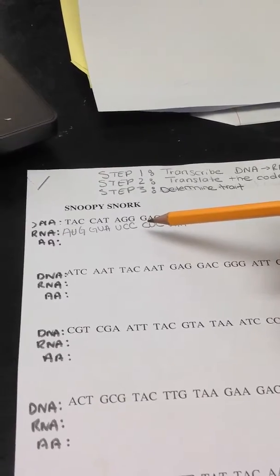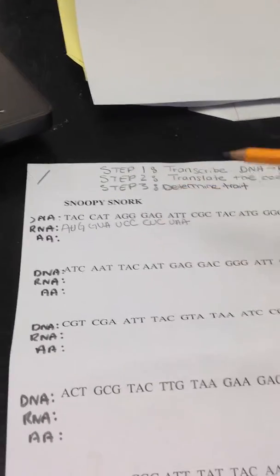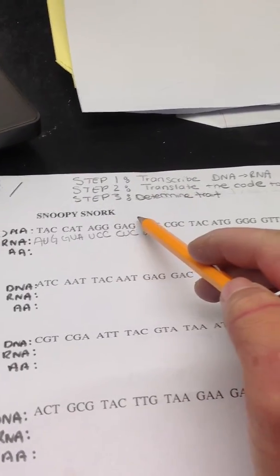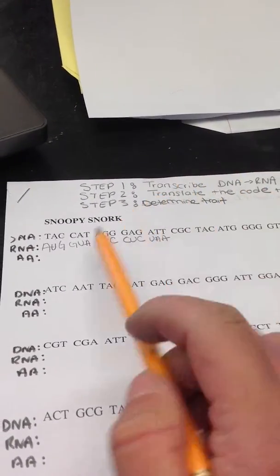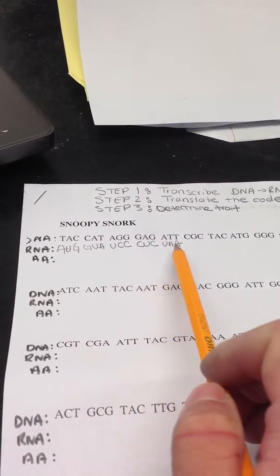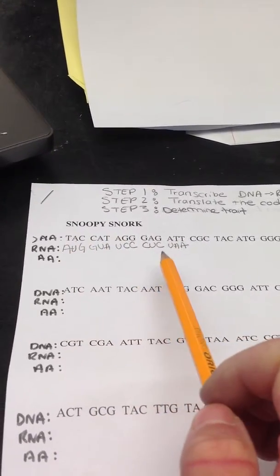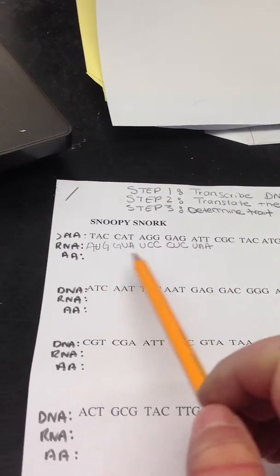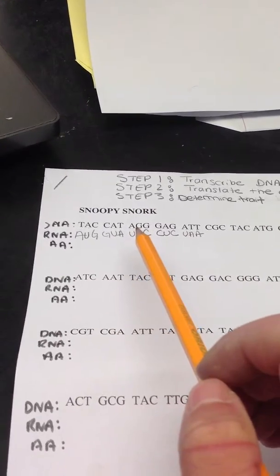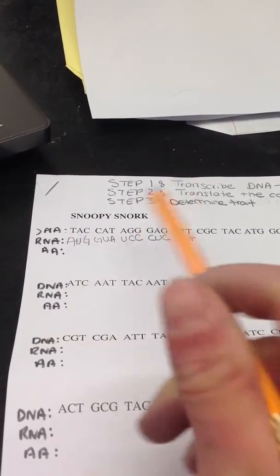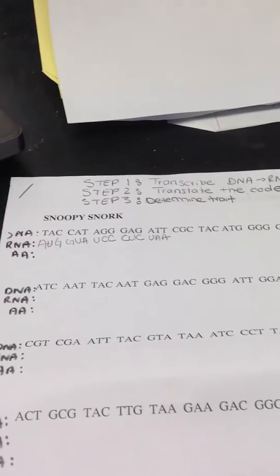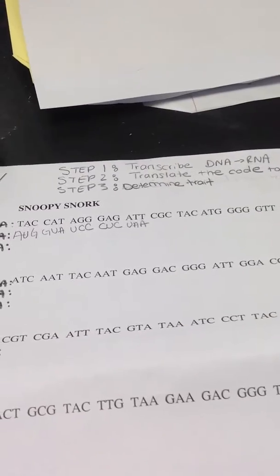Now, this still doesn't make any sense. We still don't know what this means. So now we need to begin this step of translation. We need to make sense of this code. And what happens is in the cell, this RNA code here would leave the nucleus. It would then travel to the ribosome, and then the ribosome would translate this code, okay? Because that's where proteins are ultimately made. To translate this, you need to use an amino acid chart. These are codes of an amino acid. And remember, amino acids are the monomers or building blocks of proteins.